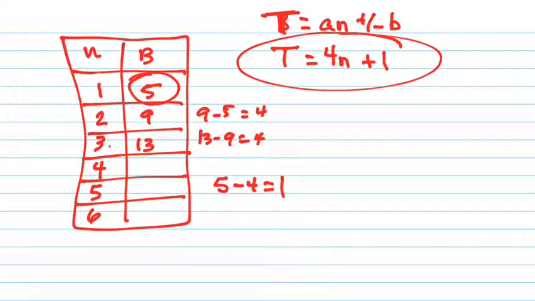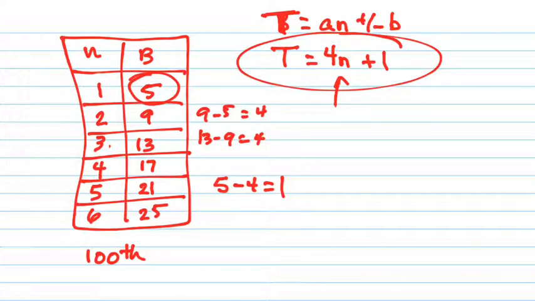Now, since we have the chart and we know the difference is 4, do I need to plug in 4, then 5, then 6, then 7, or whatever into that to get the rest of the values in this chart? No, we can just add 4. What's the next one going to be? 17, 21, 25.